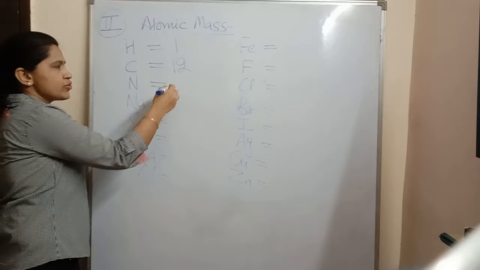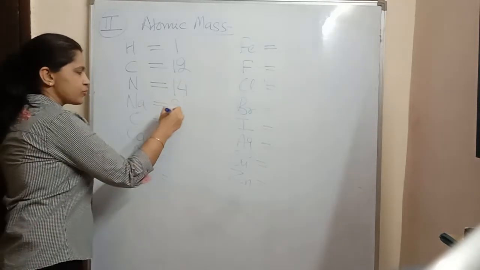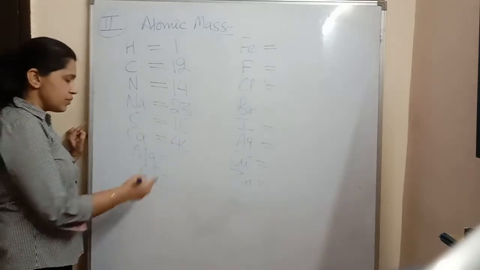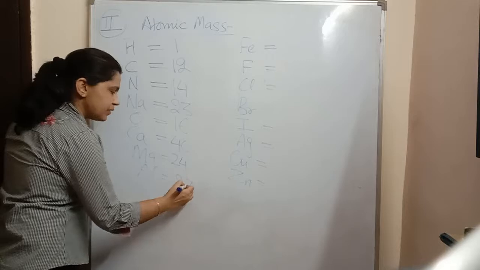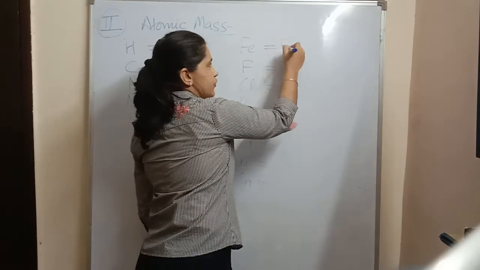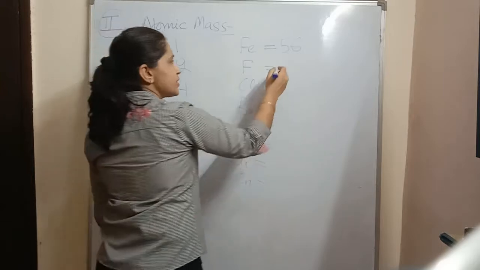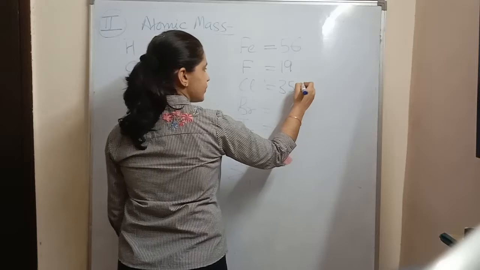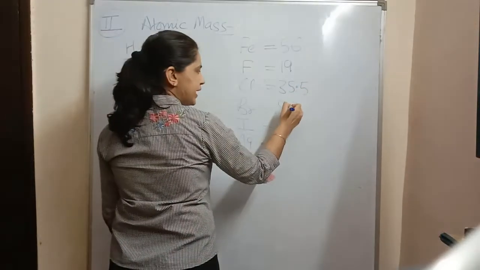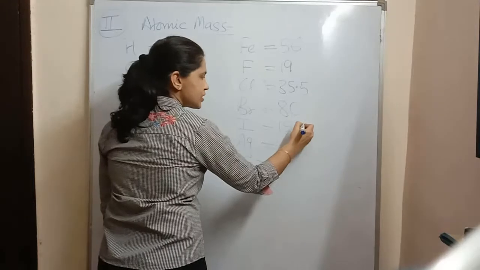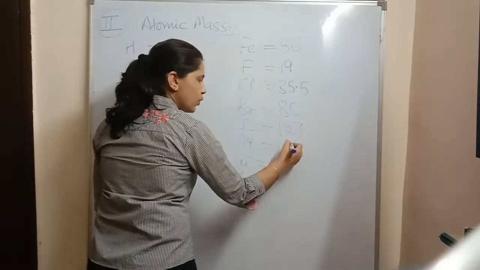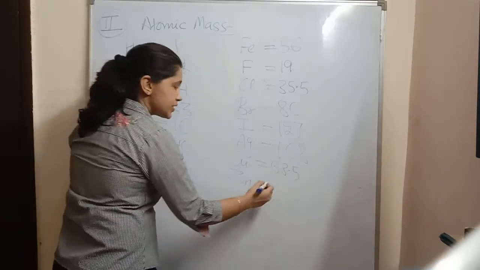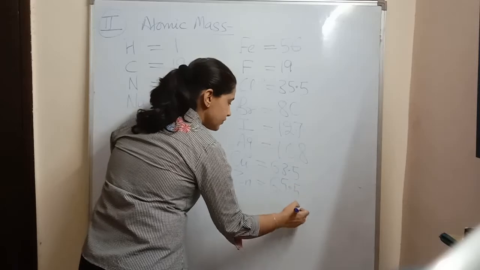Hydrogen, I just told you, is 1. Carbon, if nothing is specified you will take which isotope? 12. Nitrogen, the common isotope is 14, sodium 23, oxygen 16, calcium 40, magnesium 24, aluminium 27, iron, yes, 56, fluorine somewhere around 19, chlorine 35.5, bromine 80, iodine 127, silver 108, copper 63.5, zinc exact is 65.5, right?